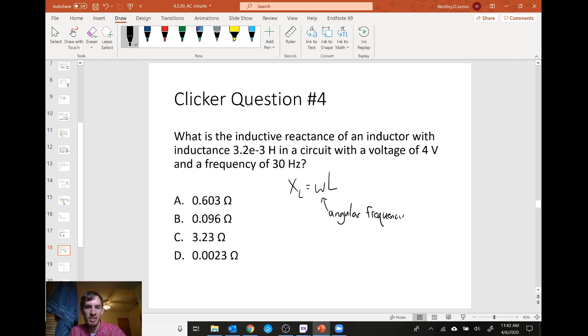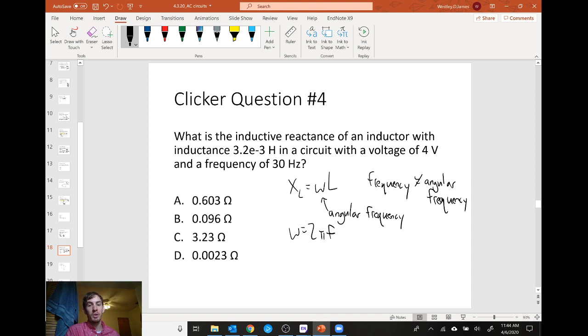If I just tell you in a problem the frequency, frequency does not equal angular frequency. Remember that omega equals 2 pi F. So make certain you do that conversion when doing any problem with this. Always make certain you use the right one.